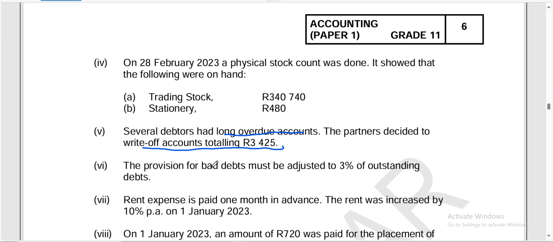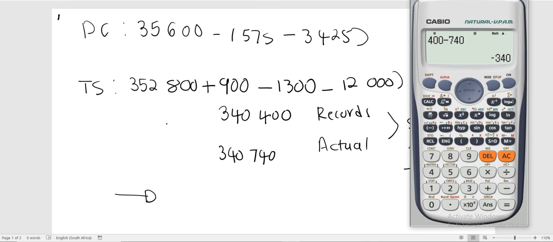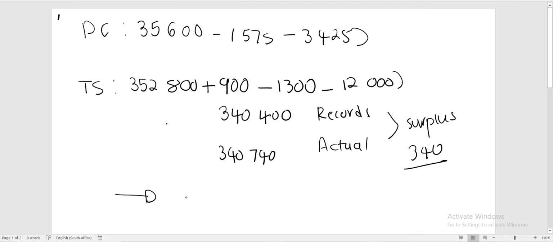Then the next adjustment says that provision for bad debts must be adjusted to 3% of outstanding debts. In other words, it must be 3% of your latest debtors control. So let's get that updated figure here. I'm just going to get the difference here. Okay, so if you say 35,600, minus 1,575, and also minus 3,425, you are left with 30,600. So the outstanding balance is 30,600.